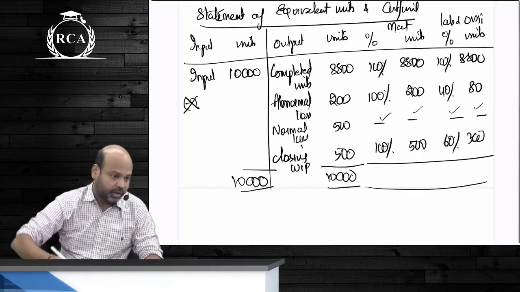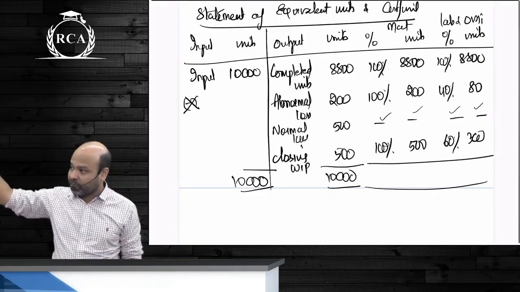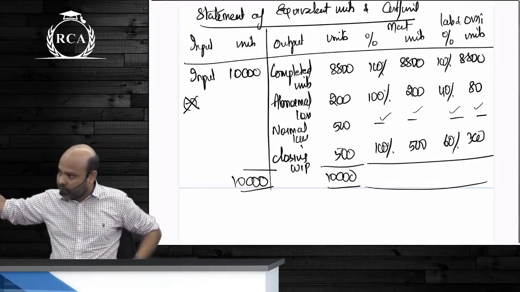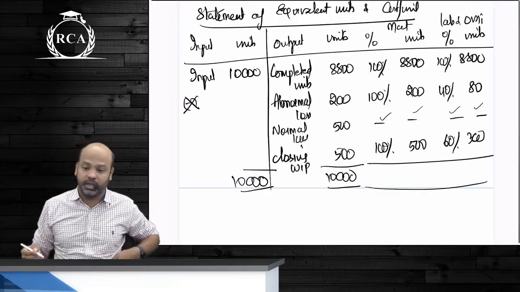Number of units better. So instead of writing normal loss as minus normal loss from input, you will not do that. Instead, you will write it here only. But in the outer column, beta, when you write percentage, equivalent units as such, what will you write there?